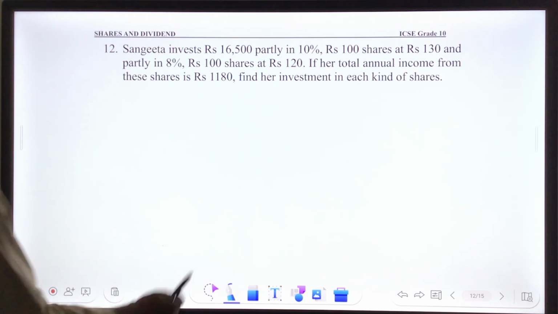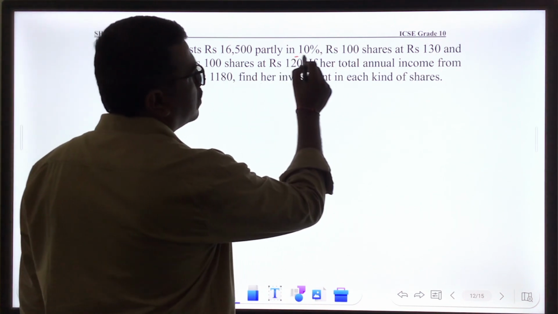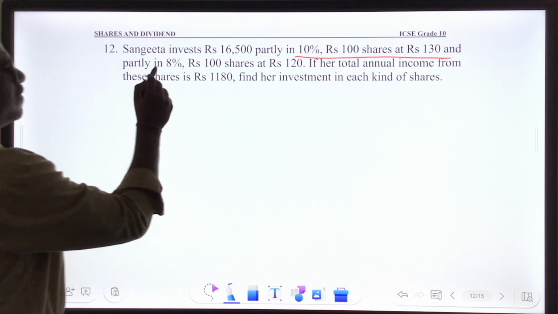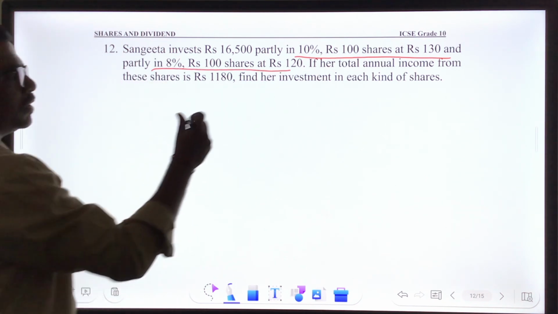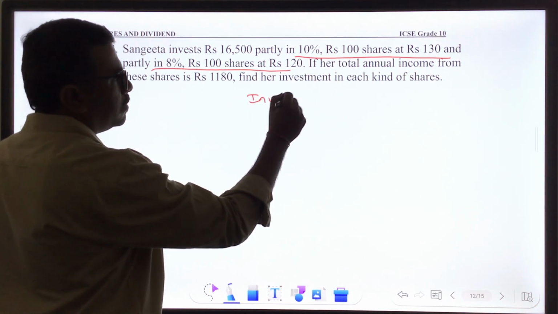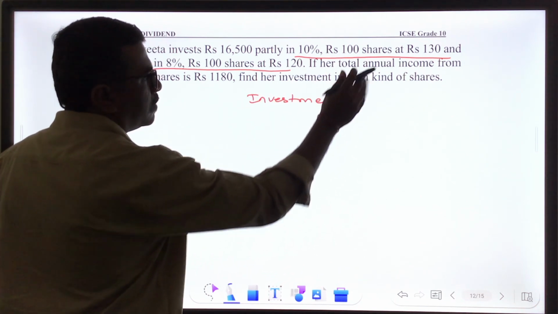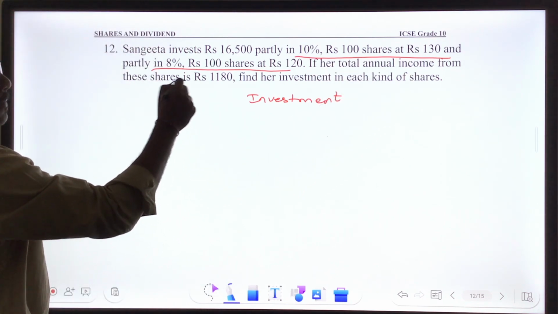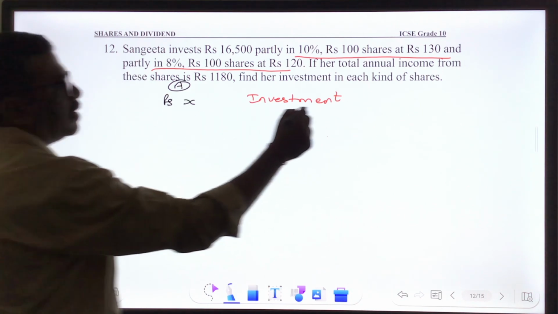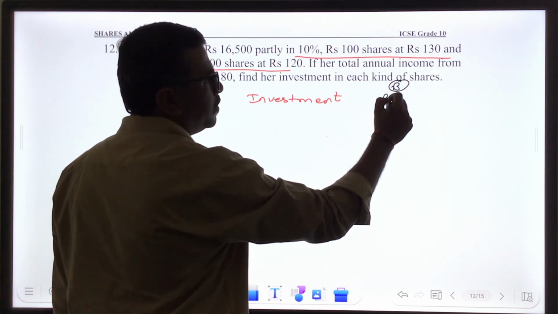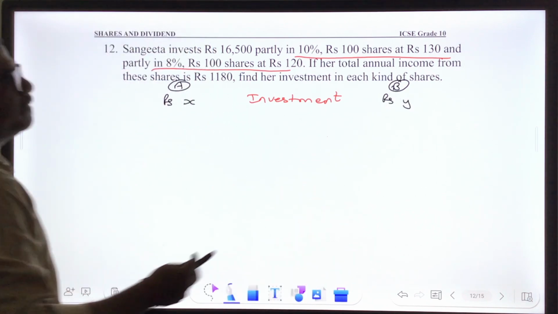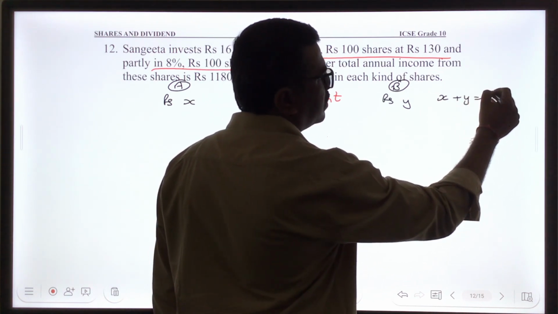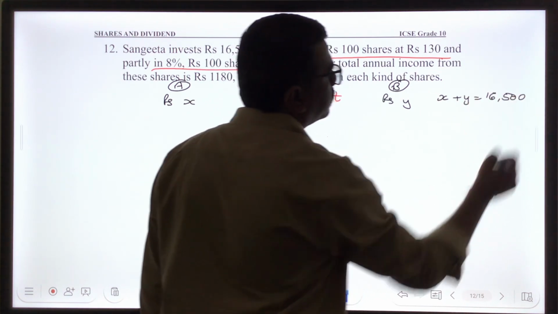So let her invest rupees X in the first company and rupees Y in the second company. So let her investment in company A be rupees X and in company B be rupees Y, such that X plus Y will be 16,500 rupees.